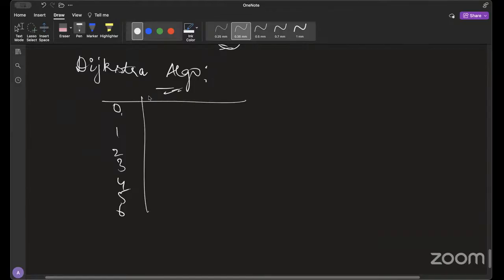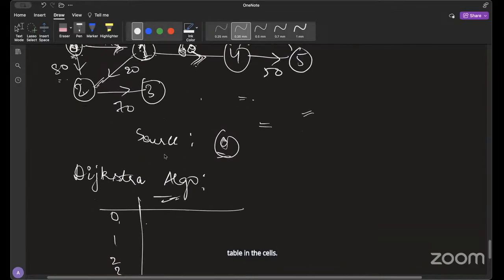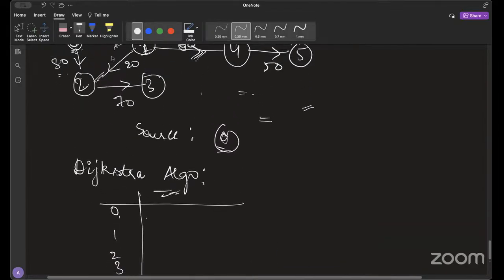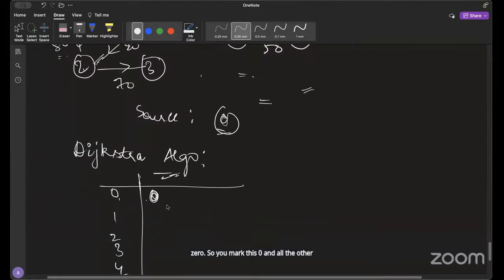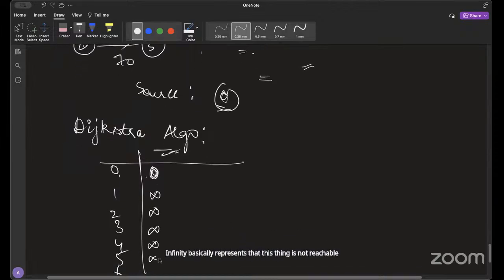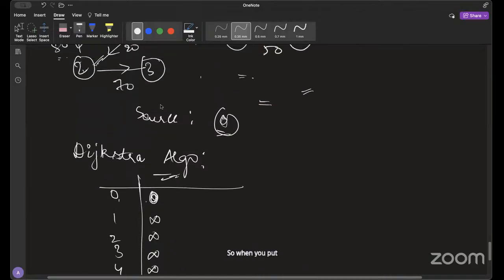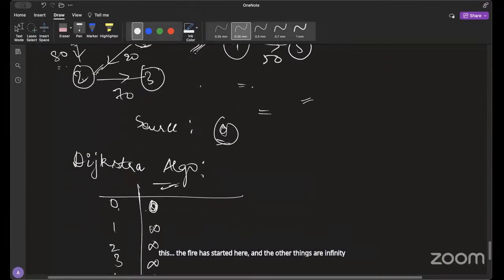And you make a table for it. You started from 0. 0 is first marked as 0. So you mark this 0 and all the other vertices infinity. Infinity basically represents that this thing is not reachable yet. So when you put a 0 it means that this is reachable. The fire has started here, and the other things are infinity for now. They are not reachable yet.